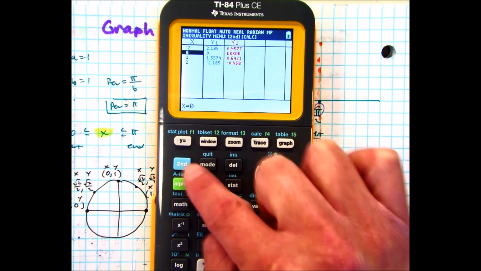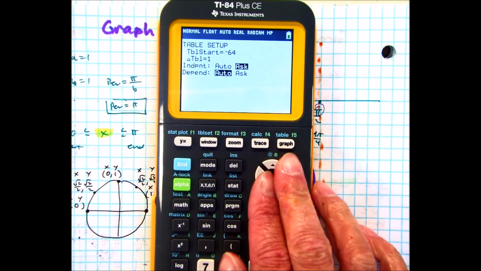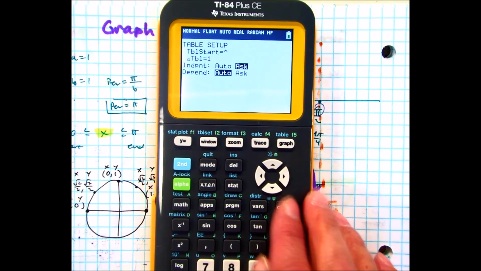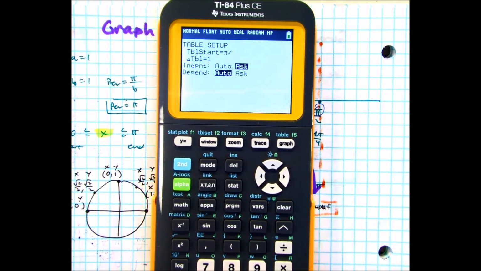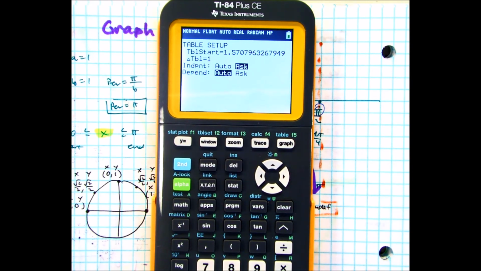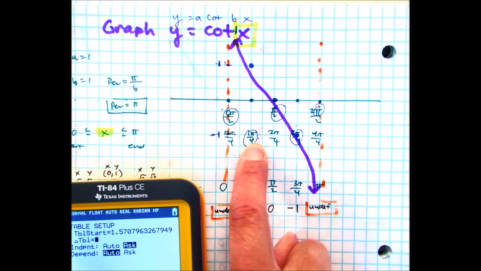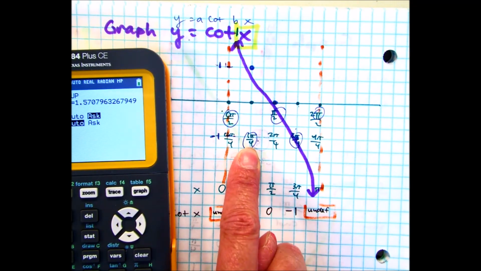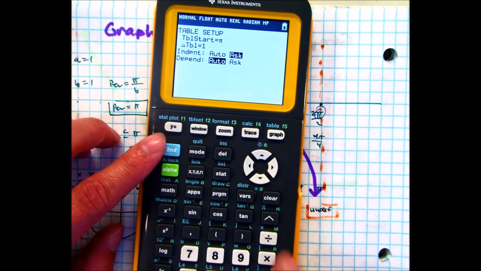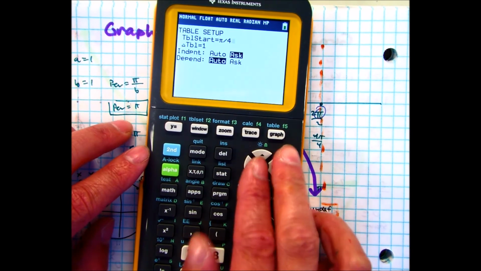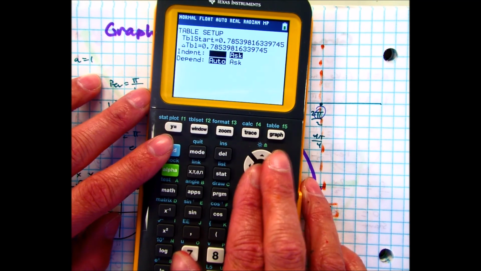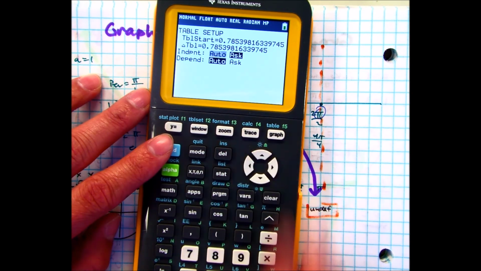I'm going to change, so I'm going to go second window. And I'm going to start my graph at pi over 2. And I want it to move every pi over 2s. Actually, ours is pi over 4. Let's do that. You guys see that? Let's change it. So pi is the caret button, so second caret button, and then divided by 4. And do the same thing over here. And I'm going to press auto for both.